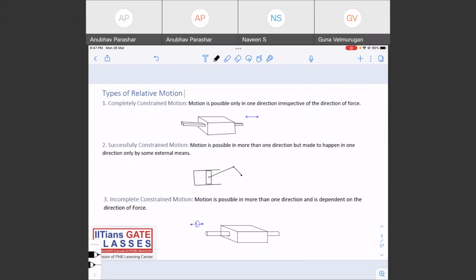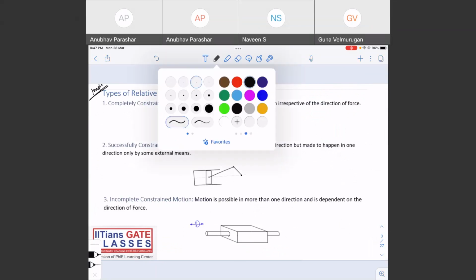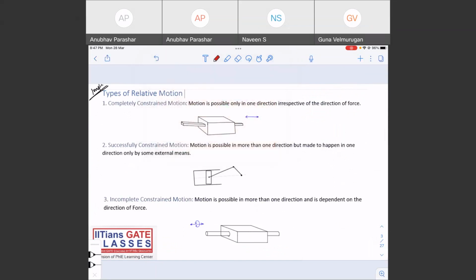Okay, so now this is important. This is something basic. Types of relative motion. Relative motion can be classified into three types: completely constrained, successfully constrained, and incompletely constrained. Let us try to understand each and every one.